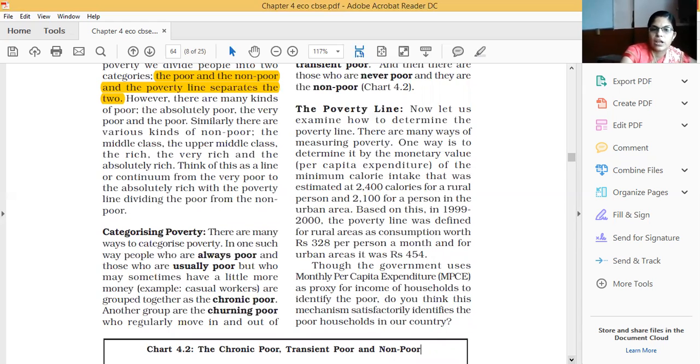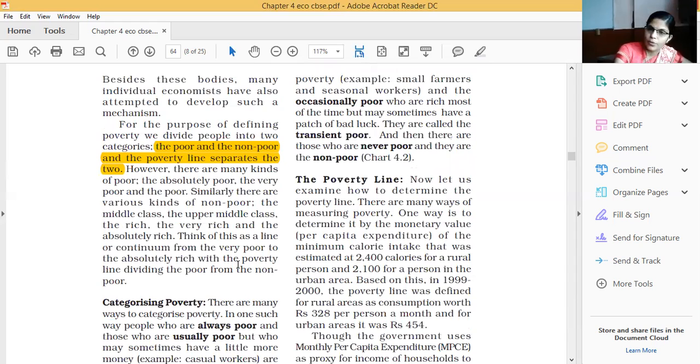You can draw the chart. First, I say there are two types of poor. First one is always poor and those who are usually poor but who may sometimes have a little more money are grouped together as the chronic poor. Another group are the churning poor, who regularly move in and out of poverty. Sometimes they are poor, sometimes not.